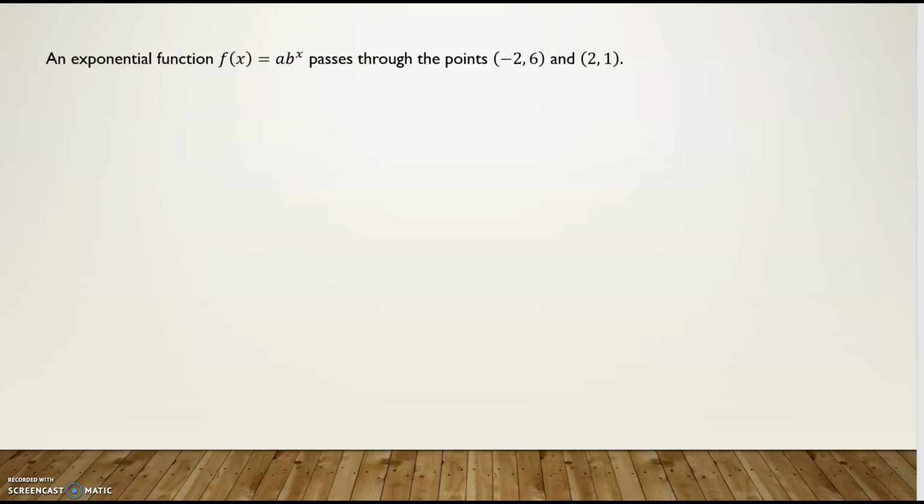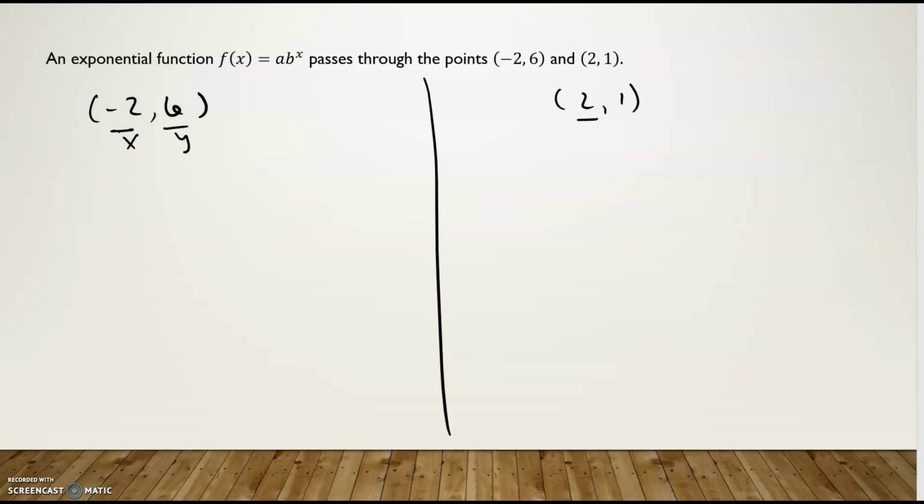Okay, an exponential function, f of x equals a times b raised to x, passes through the points (-2, 6) and (2, 1). So we're going to try to figure out what a and b are. I'm going to set up two equations here: the first one with the (-2, 6), and then the other one with the (2, 1). Notice this is my x value, this is my y value, this is my x value, this is my y value. We know that f of x is the same thing as writing y.